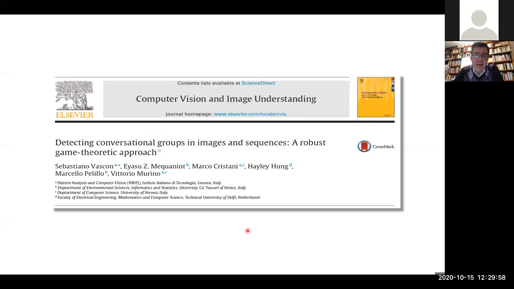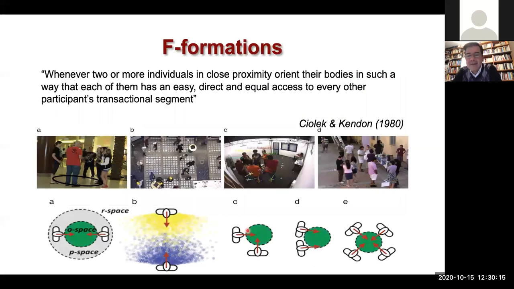This is a paper we published a few years ago in collaboration with the Italian Institute of Technology. The problem here is to detect conversational groups, meaning groups of people talking to each other in images and sequences. There's a technical name for these conversational groups. Sociologists call them F formations.